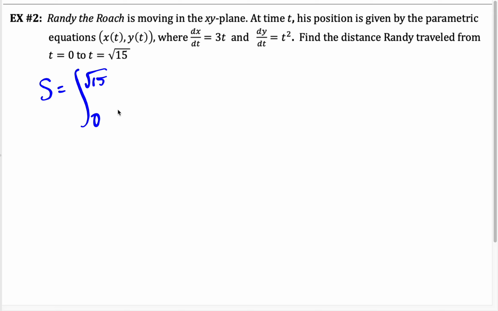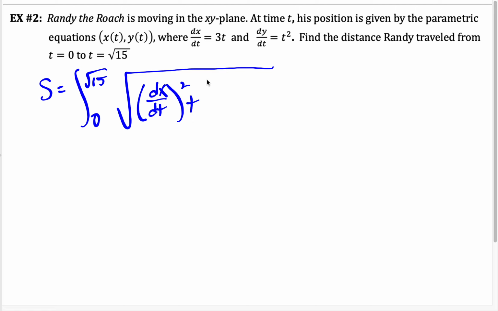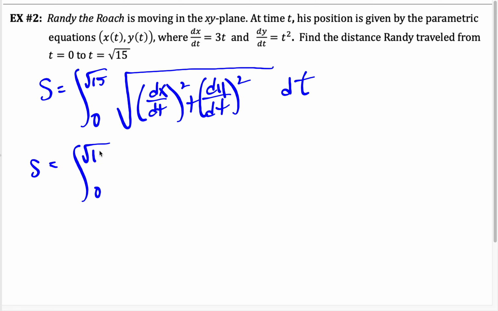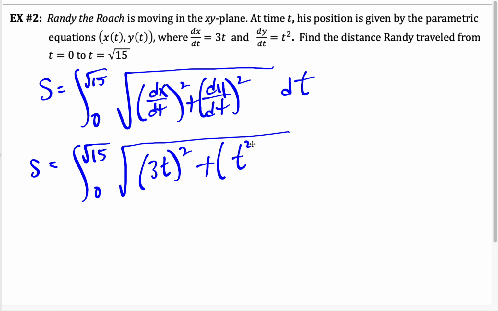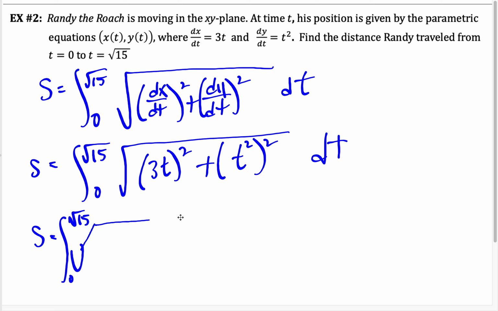The integral from 0 to root 15 of the square root of (dx/dt squared plus dy/dt squared) dt. We know what dx/dt is, it's 3t. And we know what dy/dt is, it's t squared. Let's simplify this a little bit. So that's going to be the square root of 9t squared plus t to the 4th, dt.